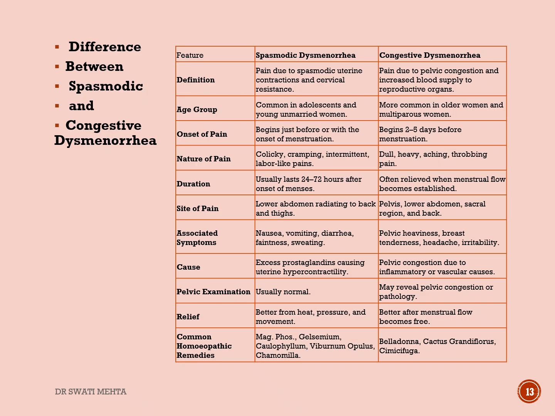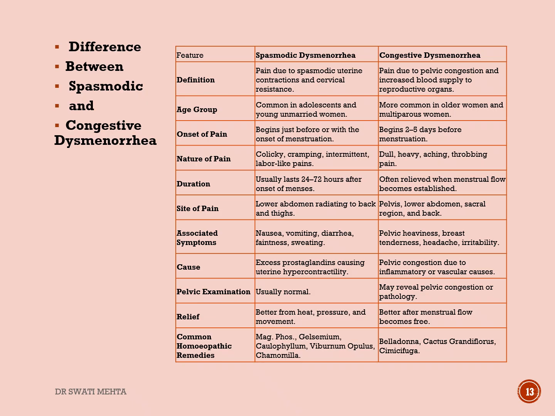Patient may also complain of pelvic heaviness, breast tenderness, headache, and irritability. Pelvic examination may reveal the congestion or other abnormalities. From a homeopathic perspective, remedies such as Magnesium phos, Gelsemium, Caulophyllum, Viburnum opulus, and Chamomilla are commonly indicated in spasmodic dysmenorrhea, whereas Belladonna, Cactus G, and Cimicifuga are frequently prescribed in congestive dysmenorrhea.